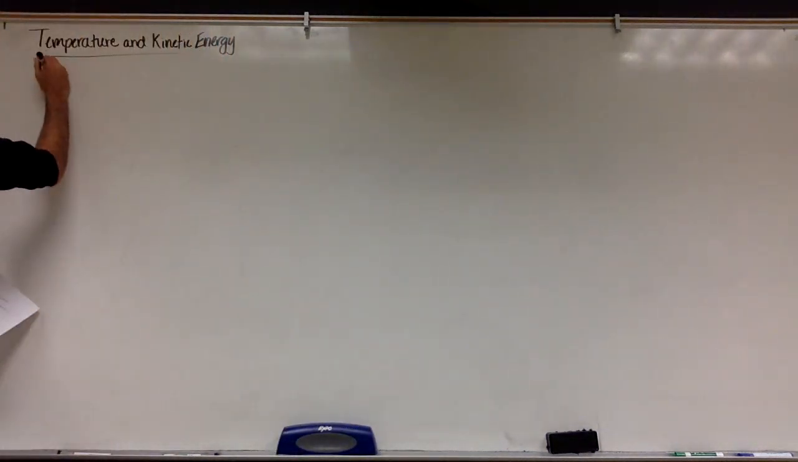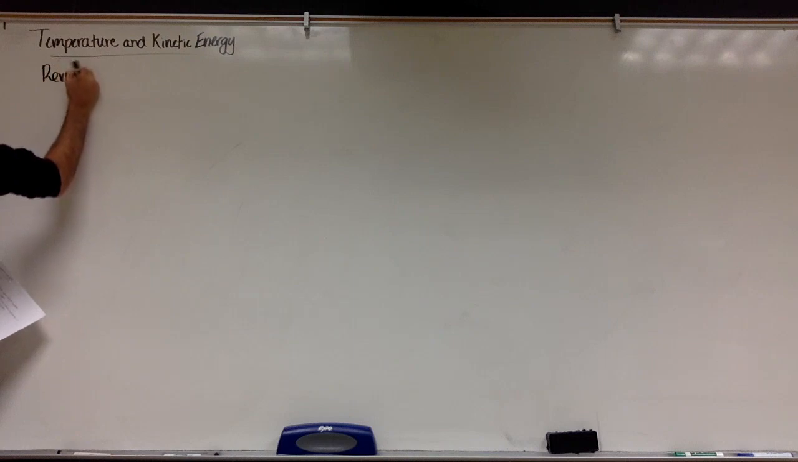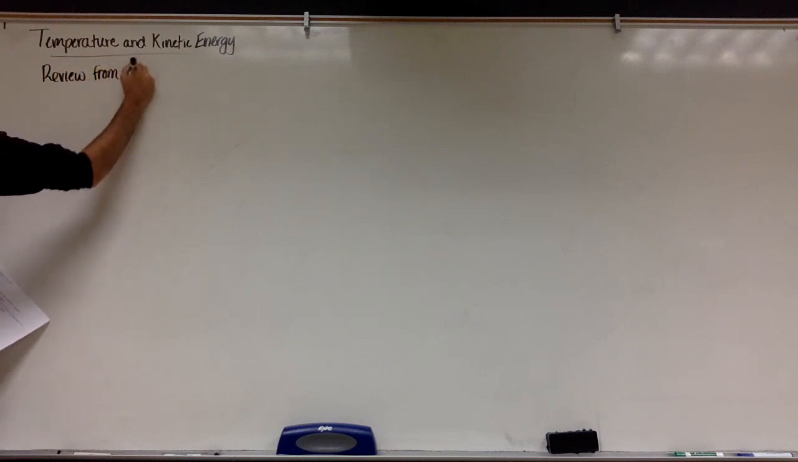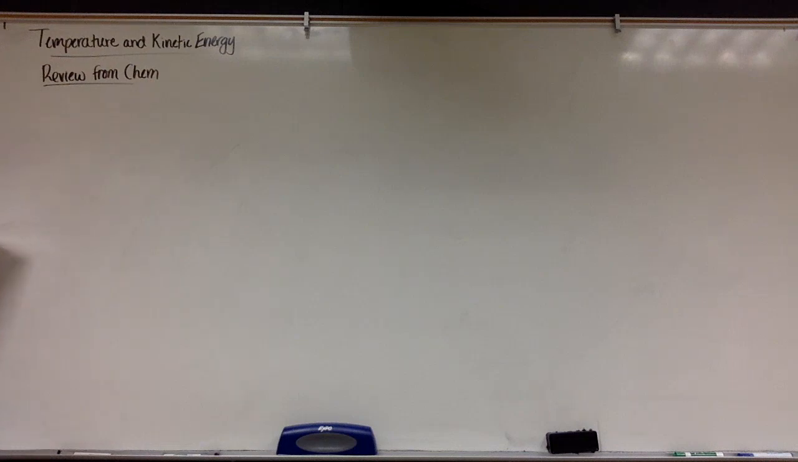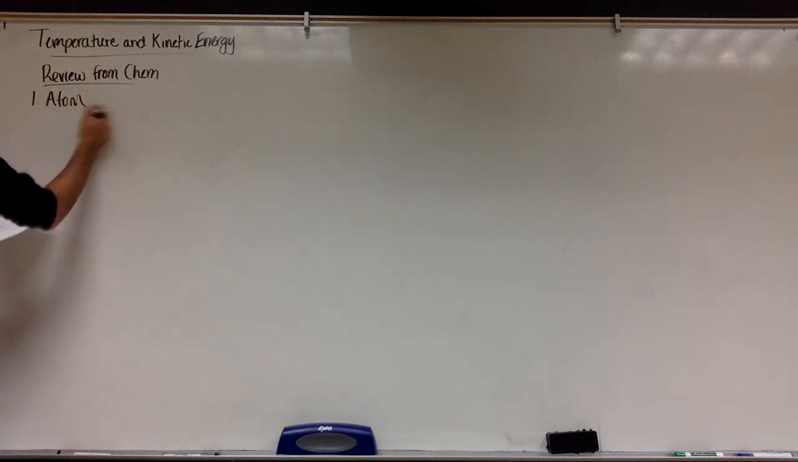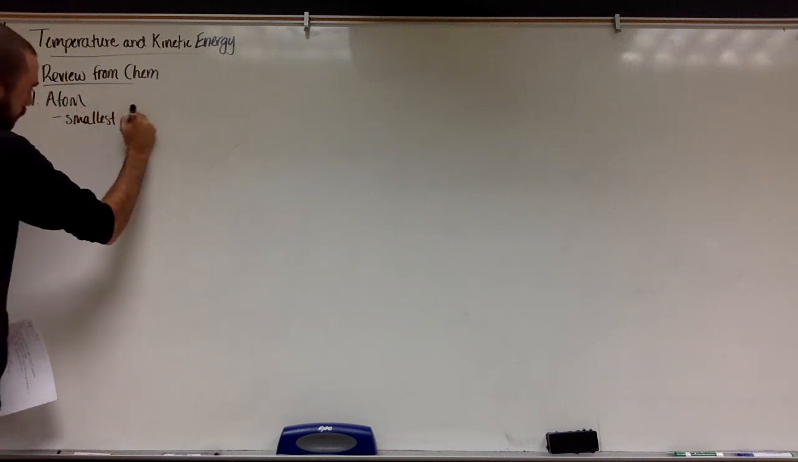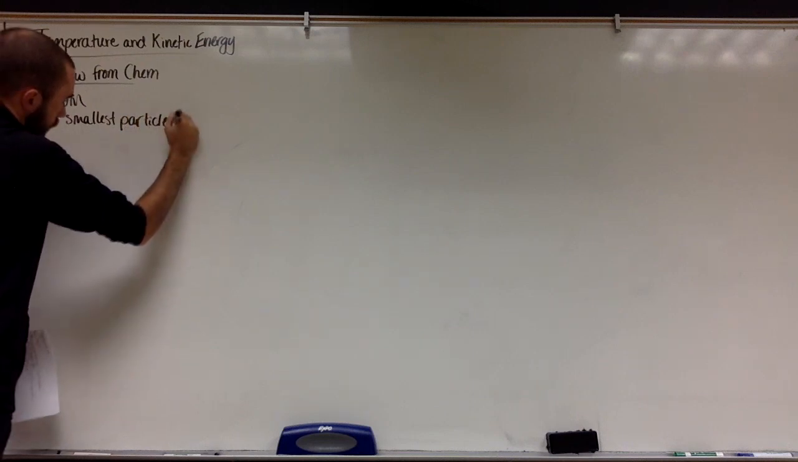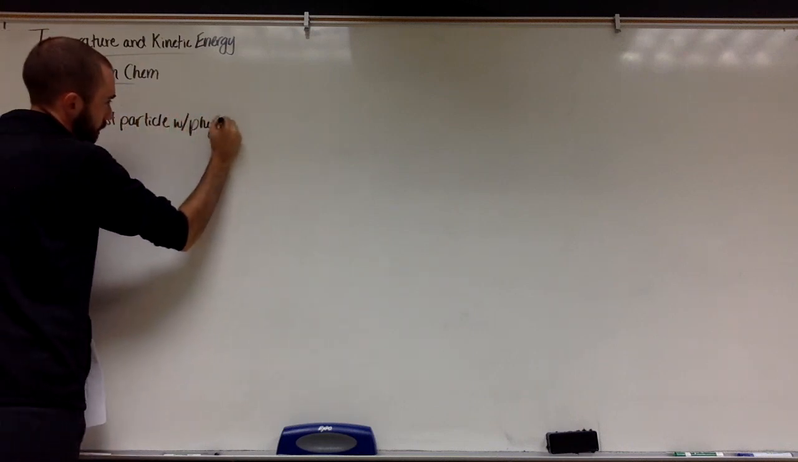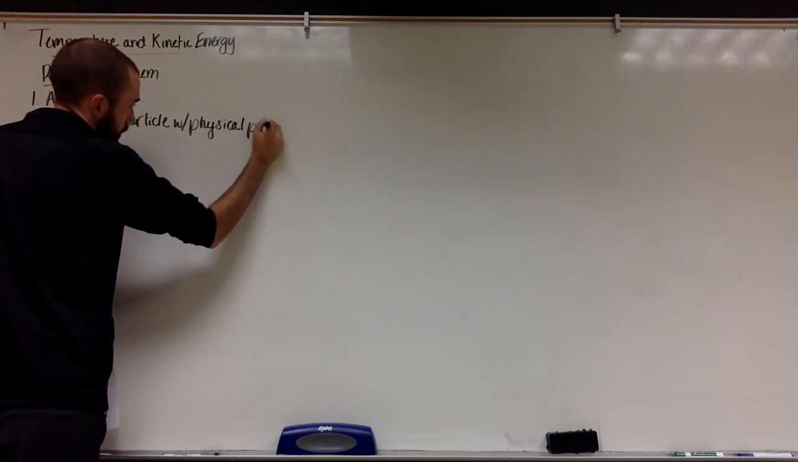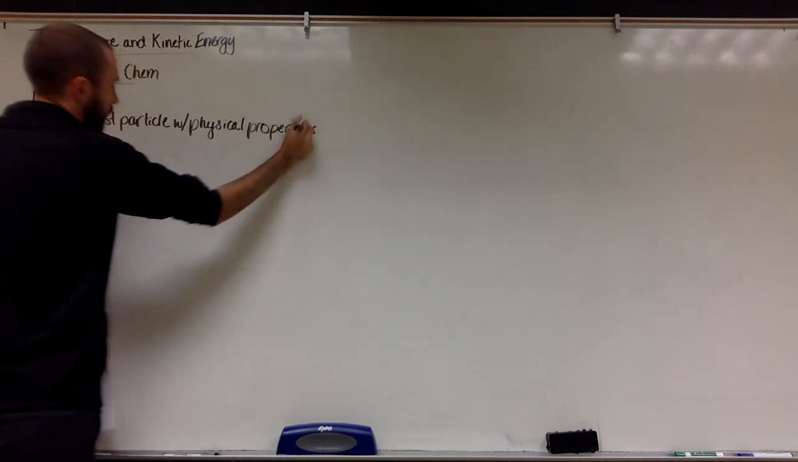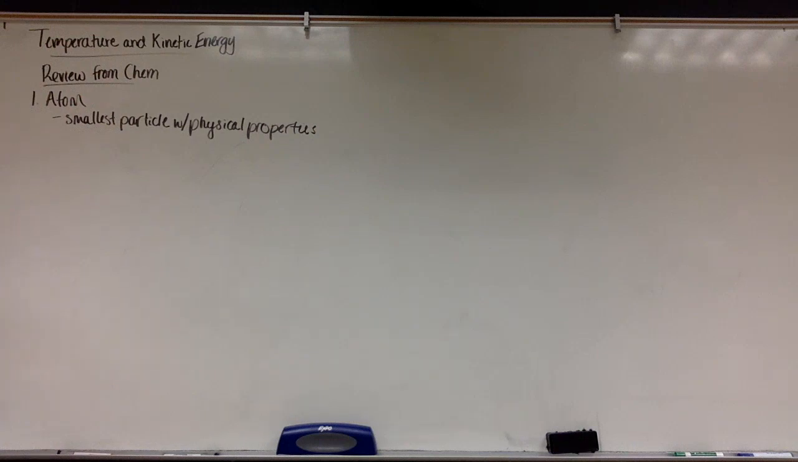So let's start with a little review from chem. And the first thing is an atom. What is an atom? Well, an atom is the smallest particle with physical properties. Any smaller than an atom, things start only displaying chemical properties, and it gets weird. It doesn't work the same way as you would think.